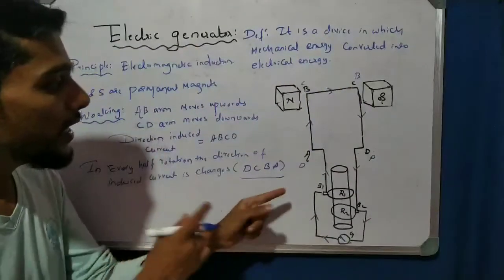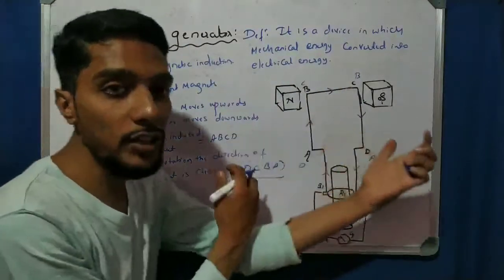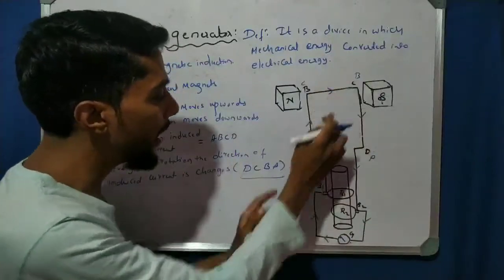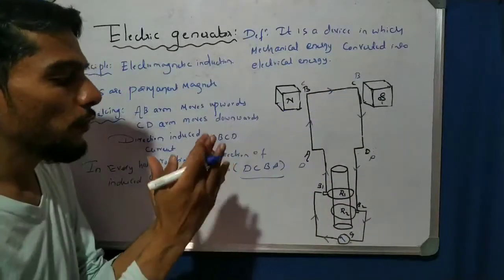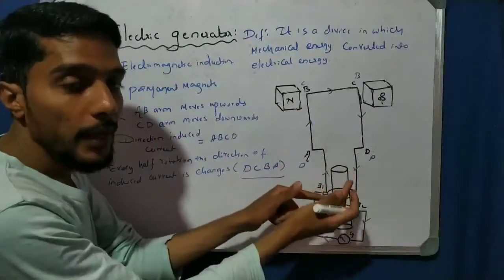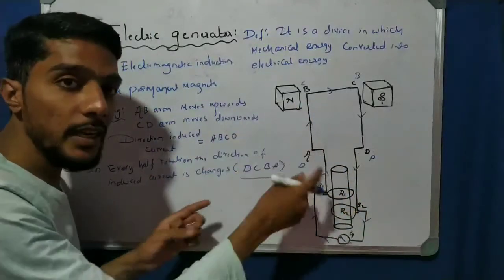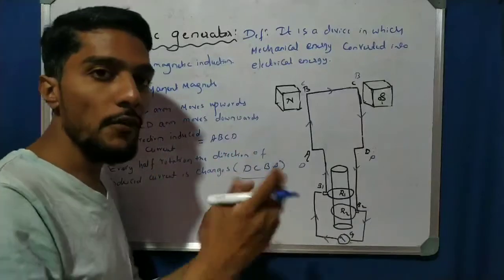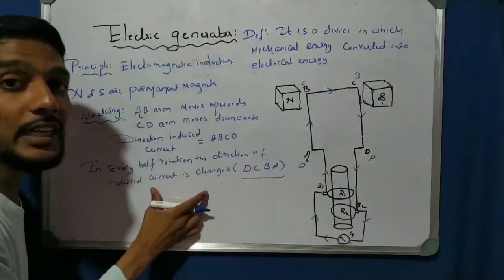Then half rotation, then again half rotation, then again A comes here, B comes, again current is A, B, C, D. So first half rotation A B C D, next half rotation D C B A, and then next half rotation A B C D, and next half rotation D C B A. So every half rotation the direction of current changes.